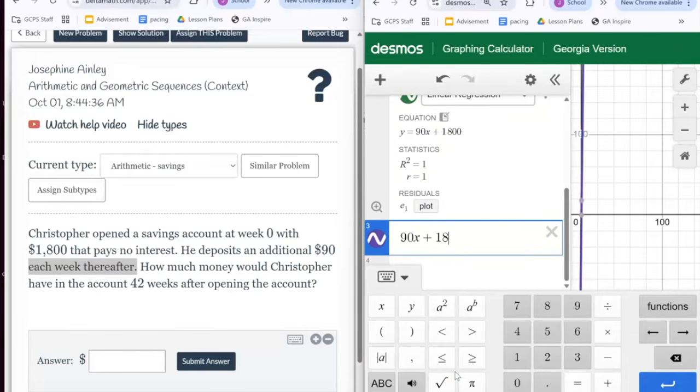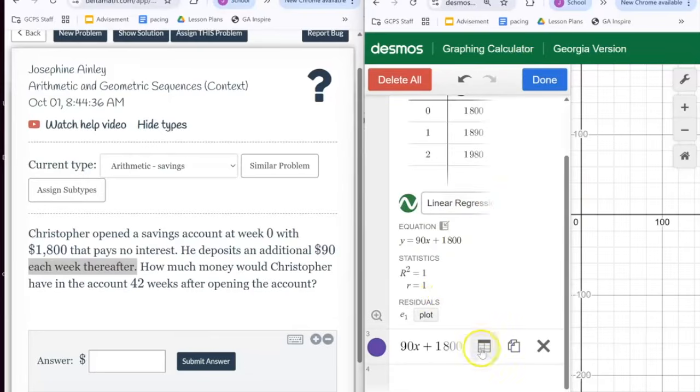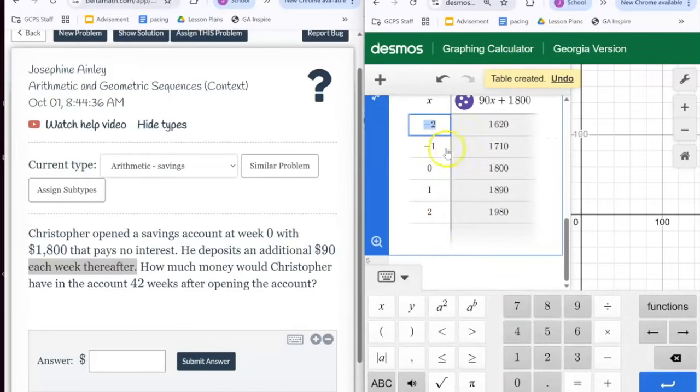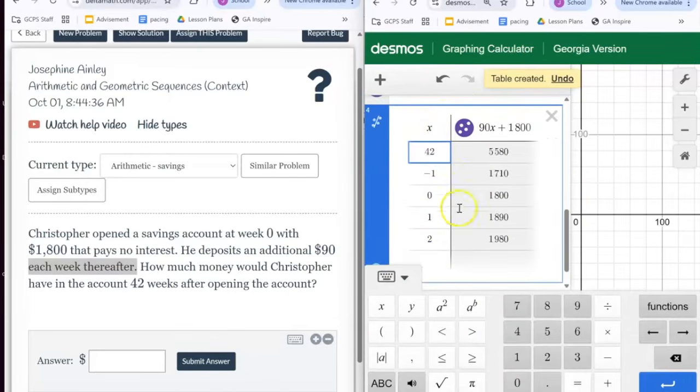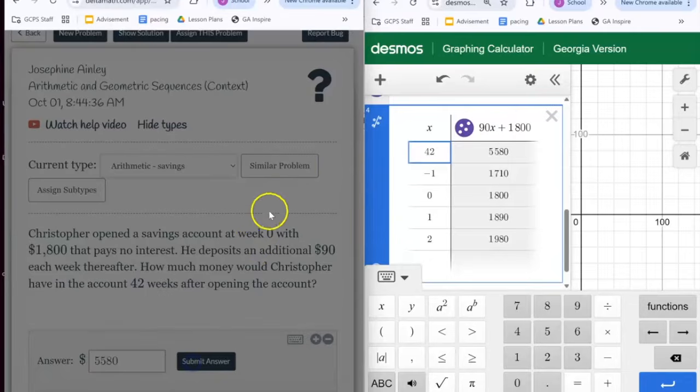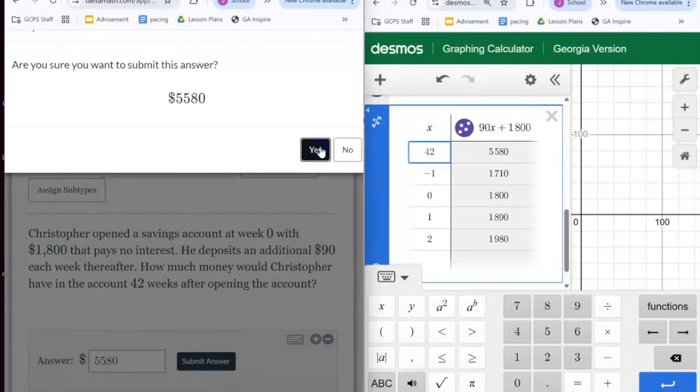And you can see that that linear regression is going to be 90x plus 1,800. I'm going to make that a table so that I can see the 42nd week. So I can't see the 42nd week right there, so I'm just going to type it in. 42nd week, I will have 5,580 in the account.